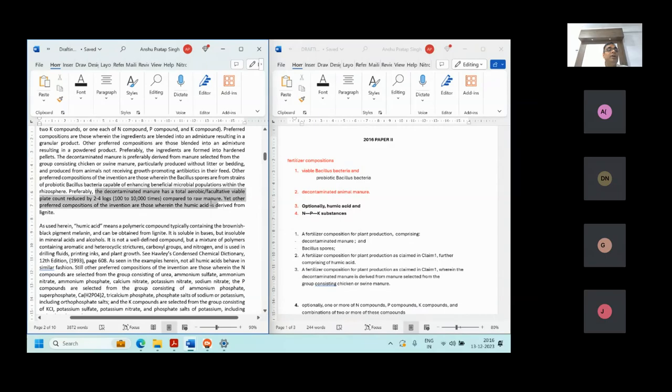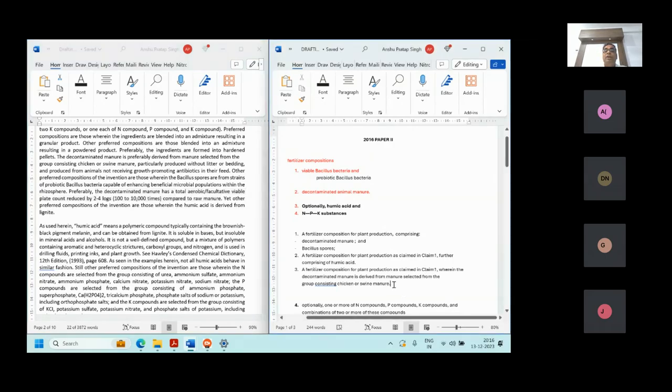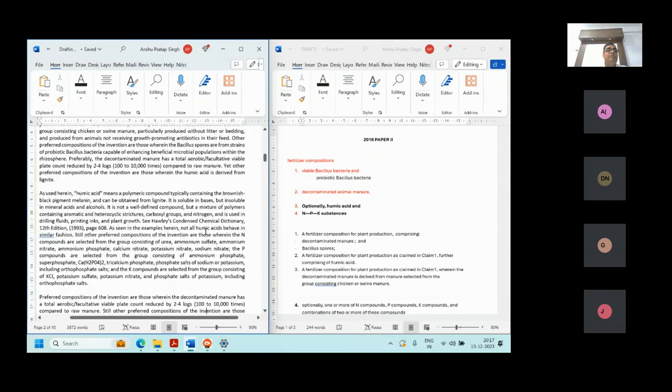Preferably it has a total aerobic facultative plate count reduced to this. All this can also be used as a dependent claim. The decontaminated manure has a total aerobic facultative count compared to raw manure, because it's again describing the manure's value. So you can write a fertilizer composition of this, wherein the decontaminated manure has a total aerobic count. That's it. Okay, so there are various claims which are here.